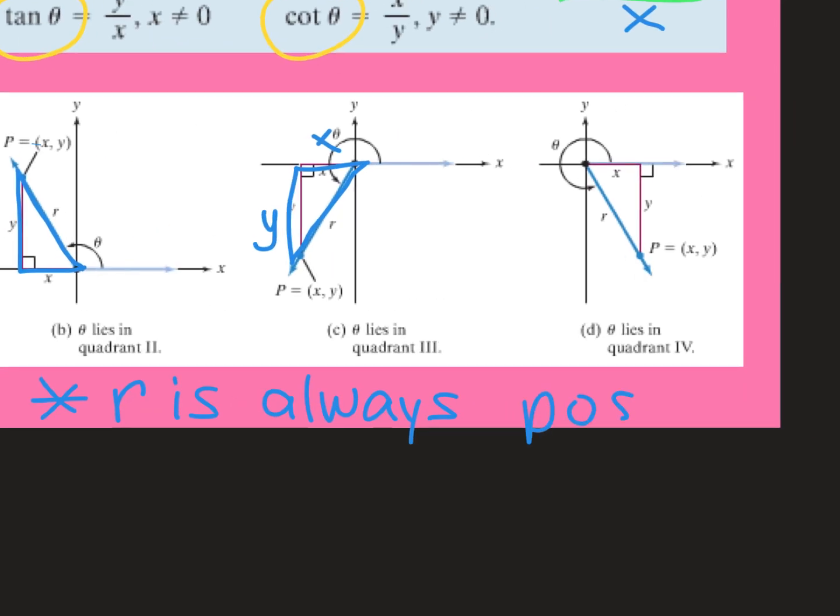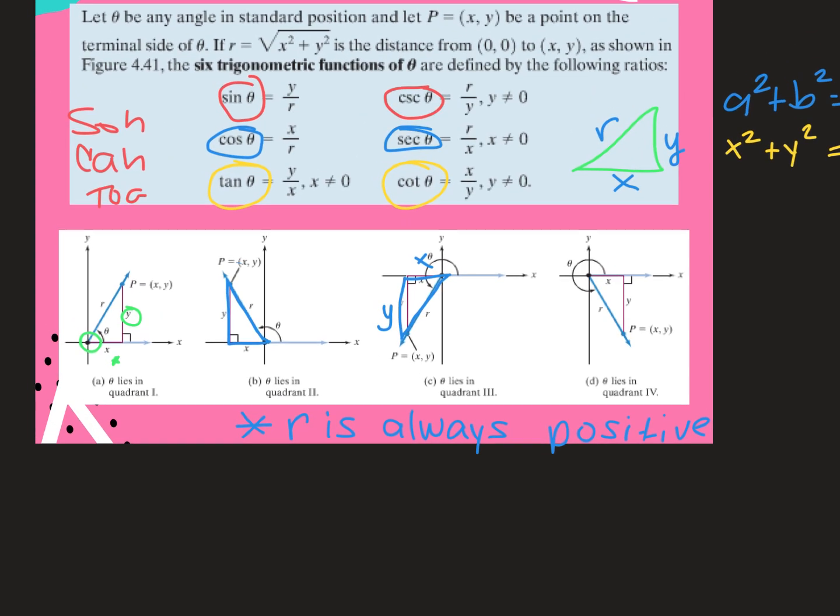Positive. You can have a negative x. You can have a negative y, depending upon what quadrant. But if you square a number and add it to another number that is squared, your result will always be what? Positive. Okay, I just want to go through some examples here.